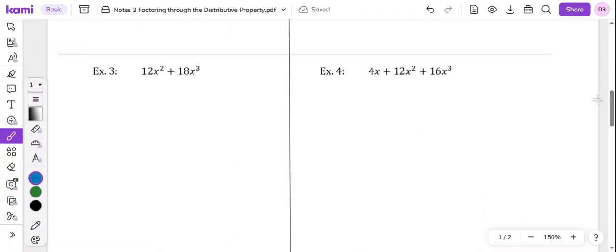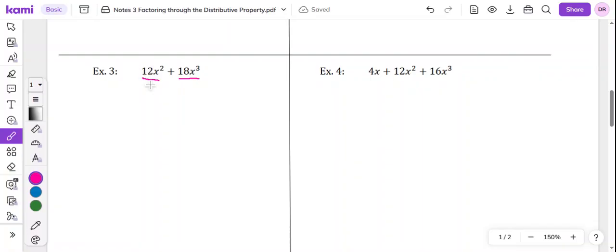In number 3, we have 12x squared plus 18x to the third. This is going to be an example where we involve both dividing by a number and by a variable. So let's start at the beginning here. Let's look at our numbers. We have 12 and 18 for our coefficients. 12 is smaller than 18, so we ask ourselves, what can we divide this smaller number by? We try to divide it by itself.